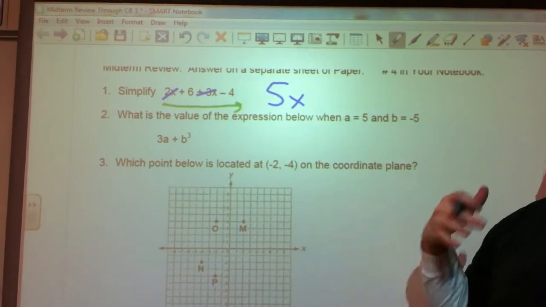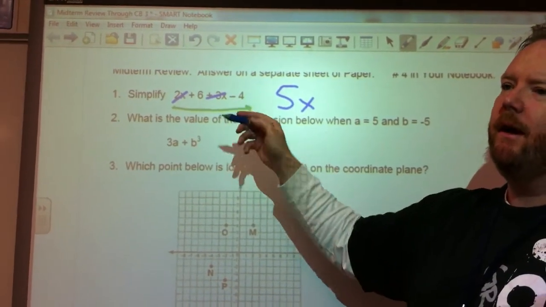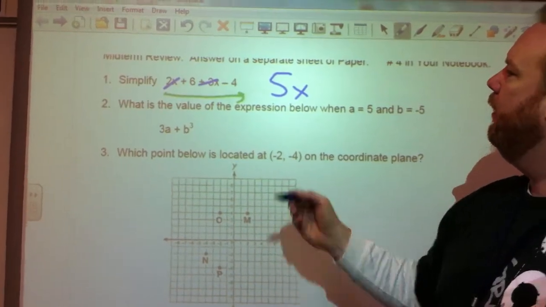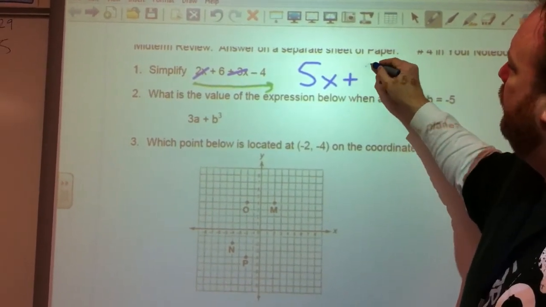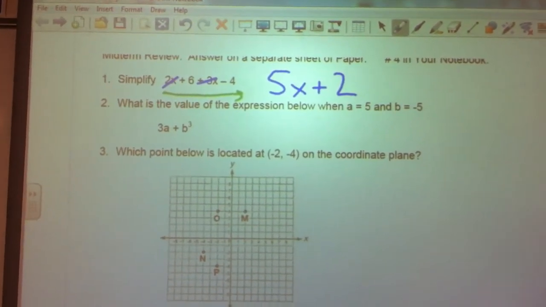6 minus 4 is 2. But we don't retain this negative sign here. Because the answer is positive 2, we must put a plus 2 here. Therefore, the answer is 5x plus 2.